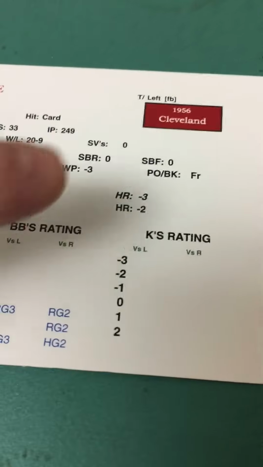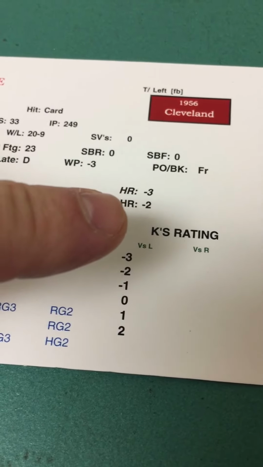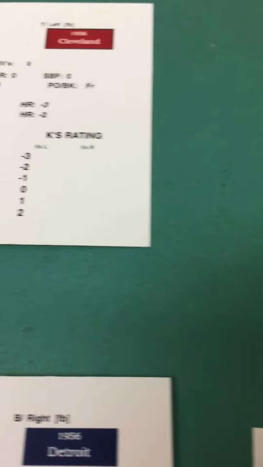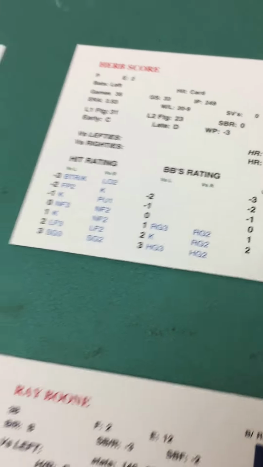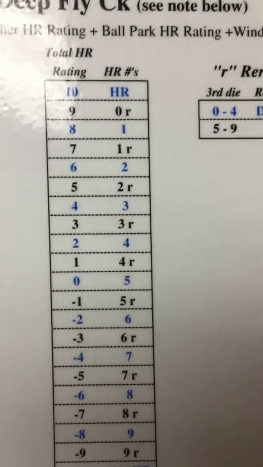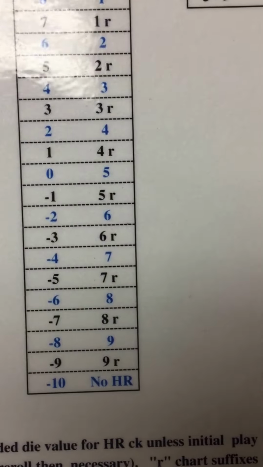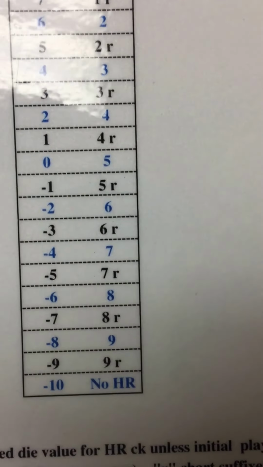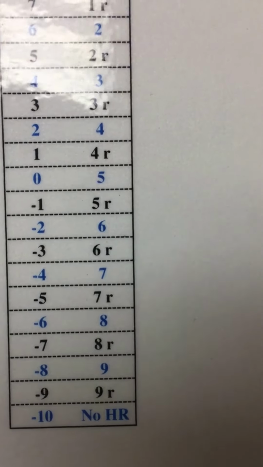And then Boone is a righty, so Score versus righties is a -2. So it's a -5 total. The -3 and the -2 add up to -5. You look there at a -5. You need a 7 to re-roll to see if he gets a home run. An 8 or a 9 would be a home run.